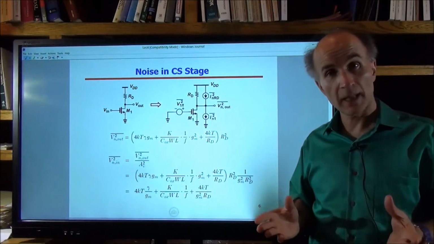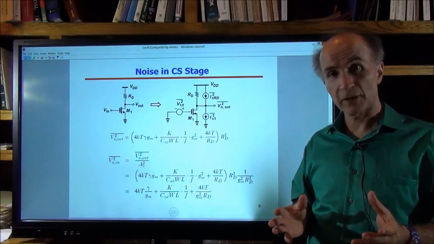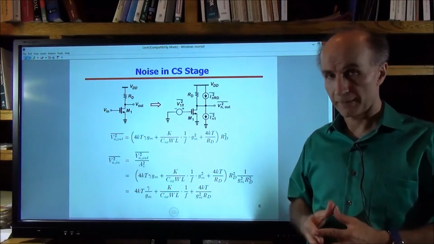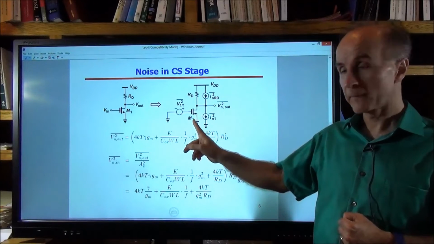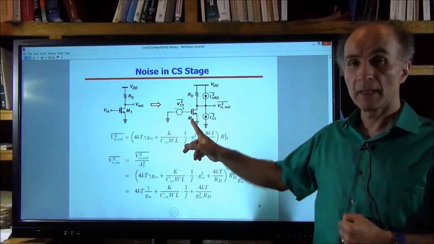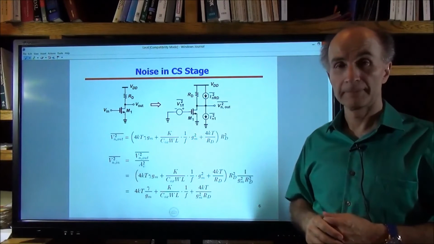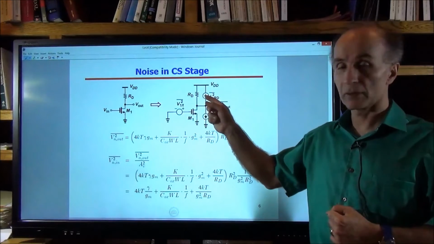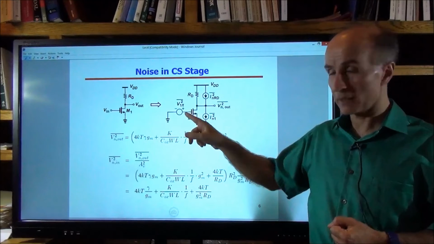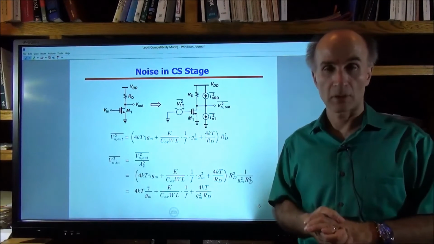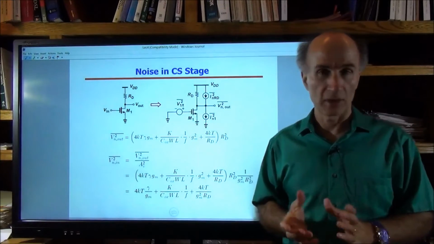Our first step in the analysis procedure is to identify all sources of noise. Okay, so we have some 1/f noise from M1, some thermal noise from M1, and then some thermal noise from RD. And again, this can be modeled by a voltage source if you want. And this can also be referred here as a voltage source if you want. Those are all possibilities. It doesn't really matter too much here.